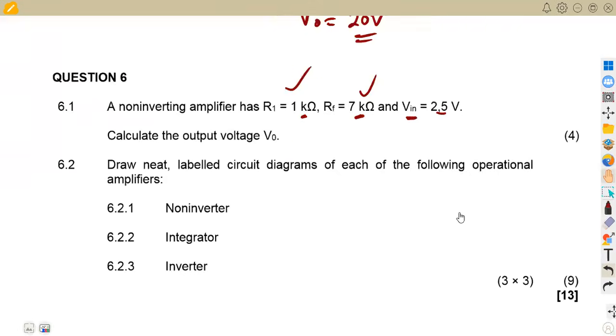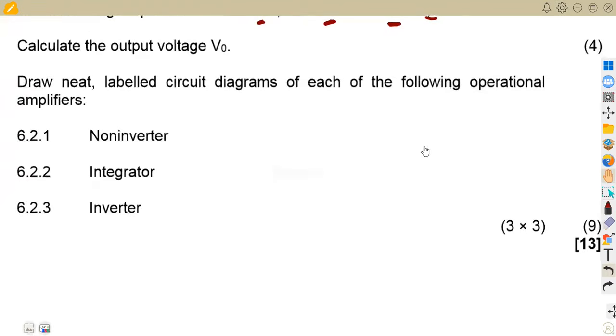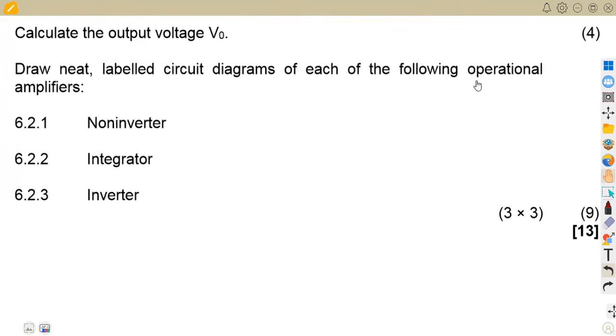All right. So that was it. Then 6.2, you're given: draw neat labeled circuit diagrams of each of the following operational amplifiers.